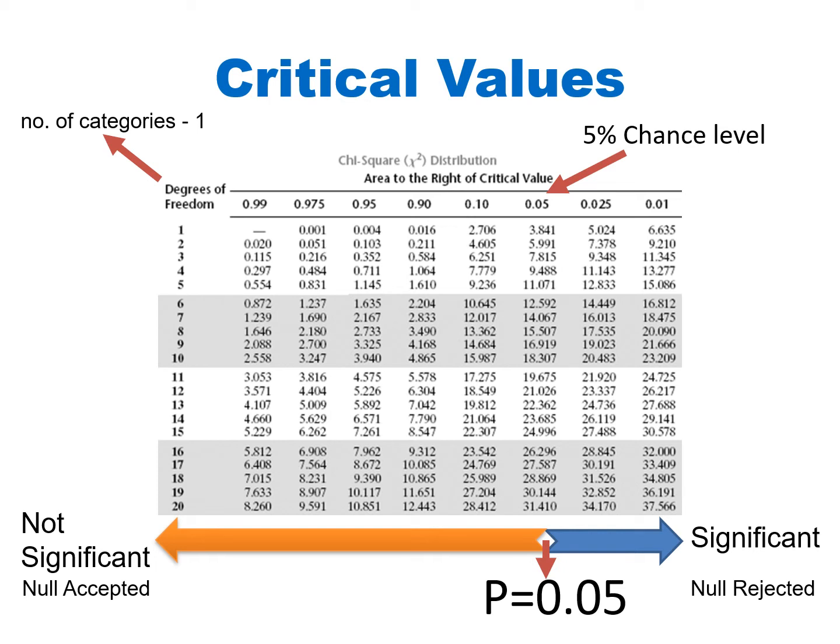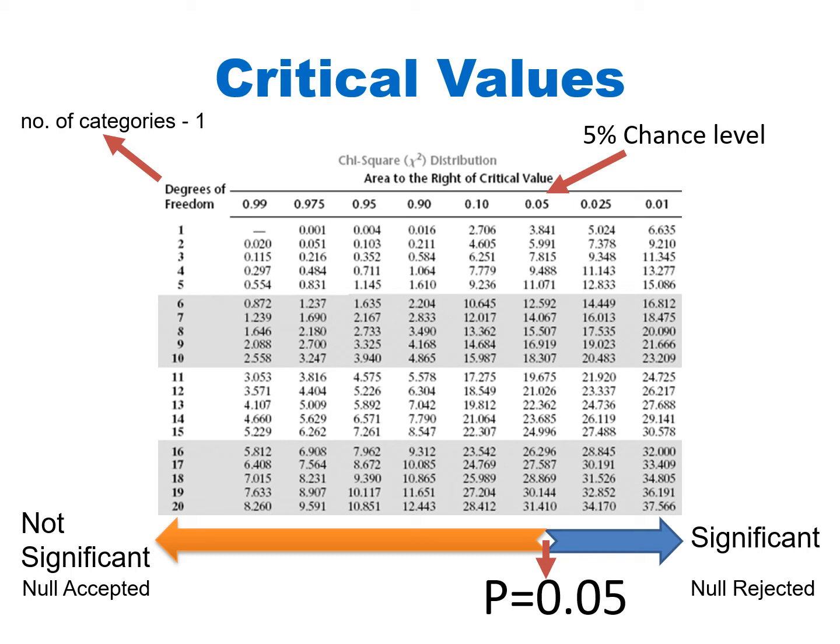When we look at the chi-squared value that we calculated from our results, we need to see if we're on the right or on the left of the 0.05 probability level, and we said we had 1 degree of freedom.